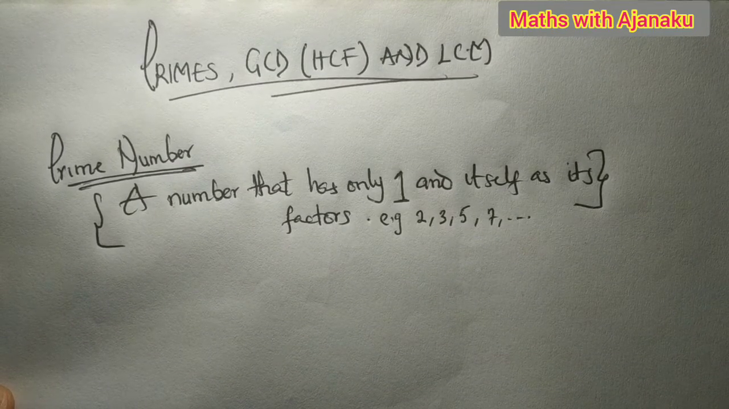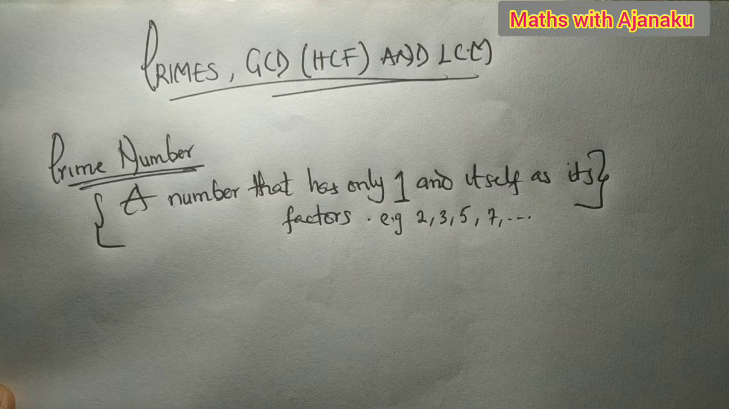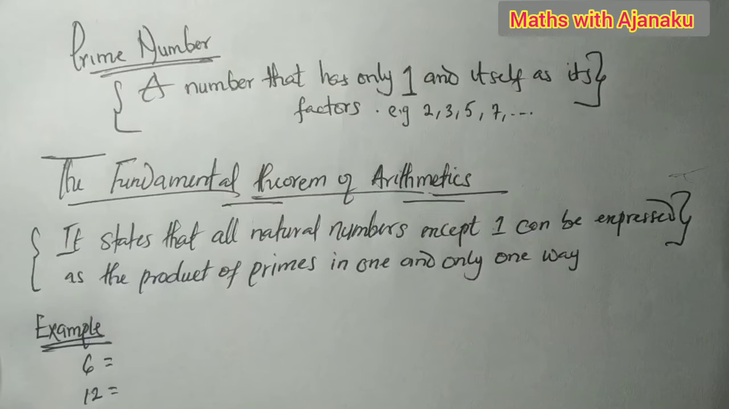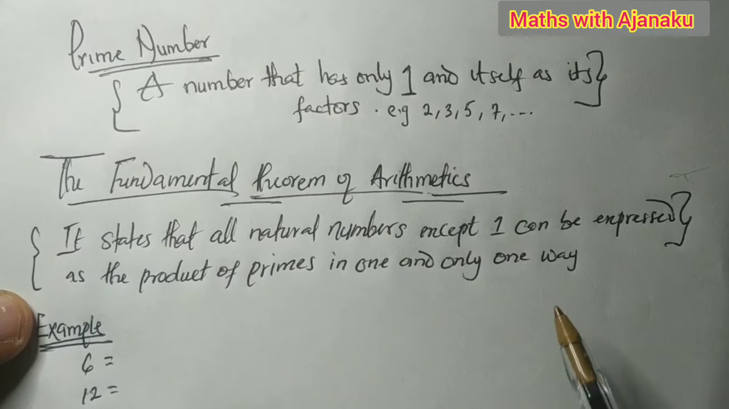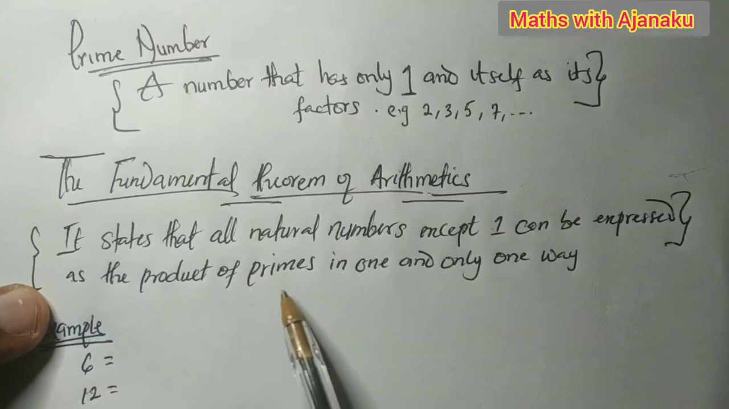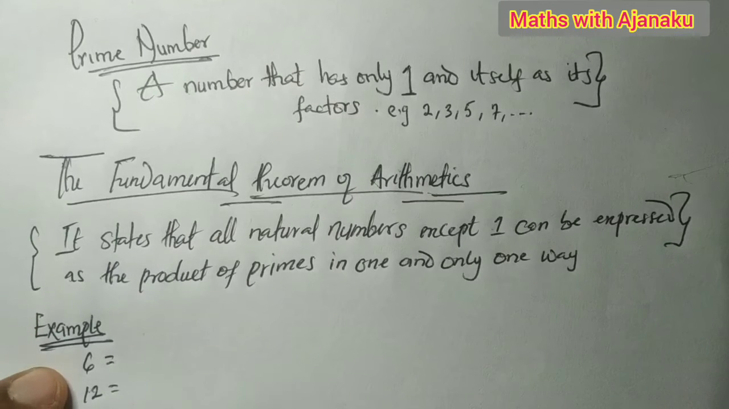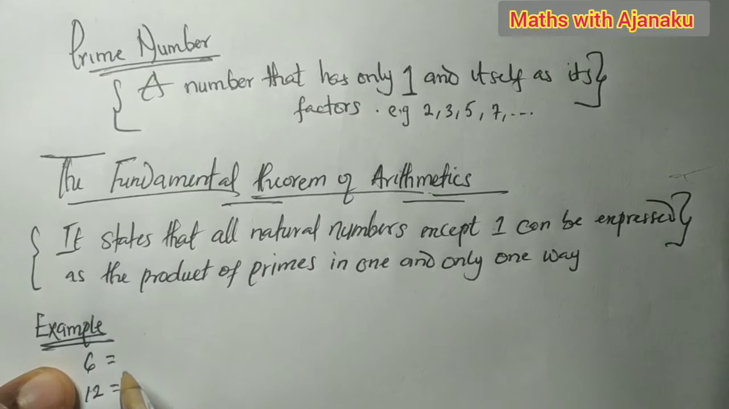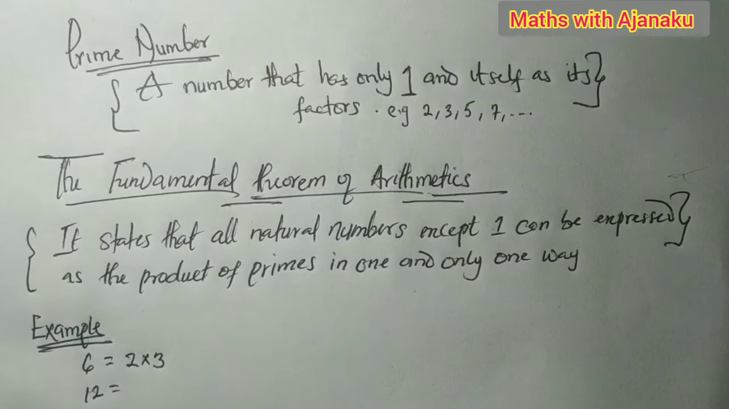Prime numbers are so very important in mathematics, so much that the fundamental theorem of arithmetic is based on it. Let's go into that first. The fundamental theorem of arithmetic states that all natural numbers except 1 can be expressed as the product of primes in one and only one way. For an instance, 6 can be expressed as 2 times 3, where 2 and 3 are primes.